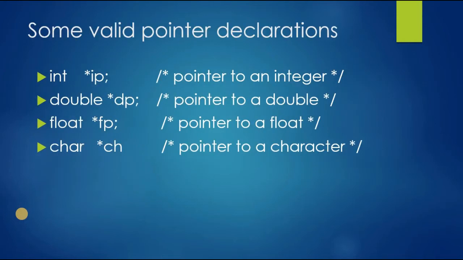Here are some valid pointer declarations. The first one is an integer data type pointer. The second one is a double, then float and a character. How the pointer can be declared using these data types is shown here.